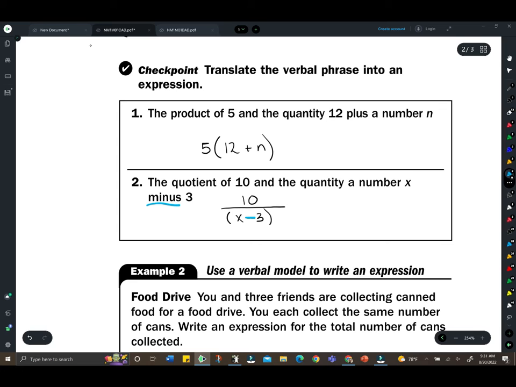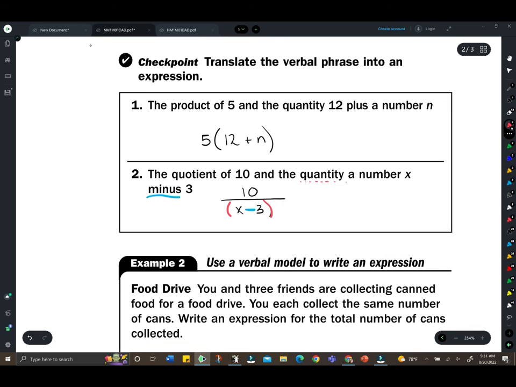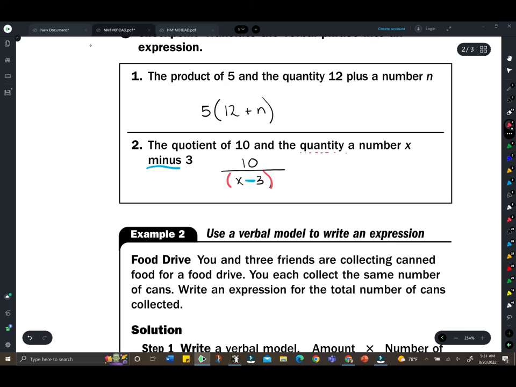Another word for subtraction is minus. For number 2, quotient of 10 and the quantity of number x minus 3. You do want to have parentheses around quantity stuff. Product of 5 and quantity 12 plus a number. Once again, quantity means parentheses, and we are going to do 12 plus a number and then multiply by 5.